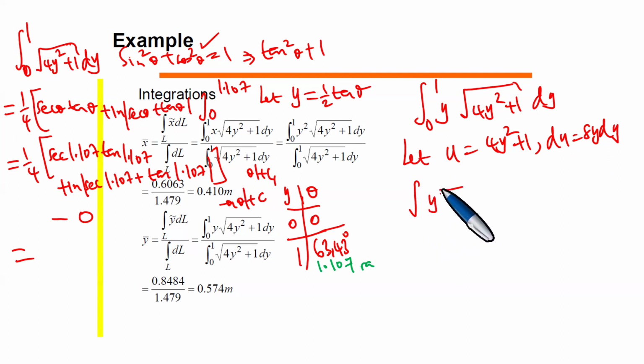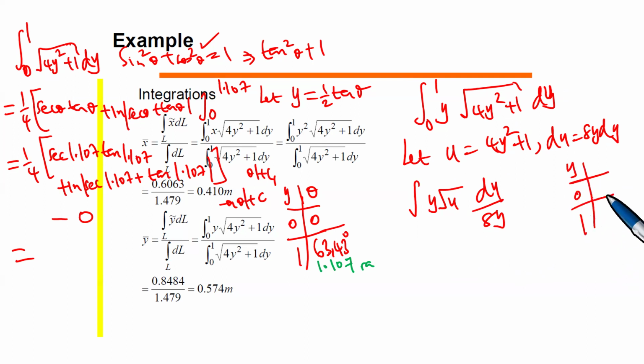So you have y, the integral of u. What is dy? It is du over 8y. Y cancels. Okay, you can draw a small table like this. Normally I do. And then you have the y, which is from 0 to 1, and then you would have u.